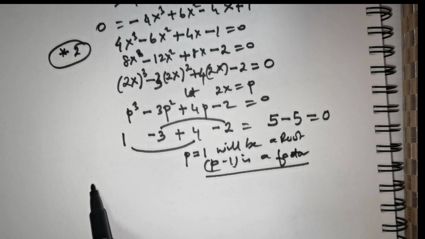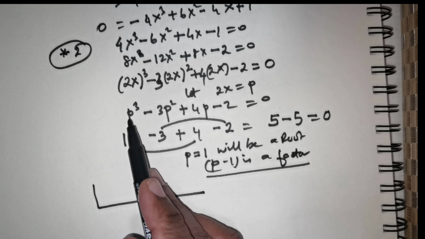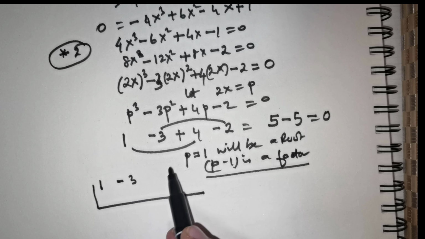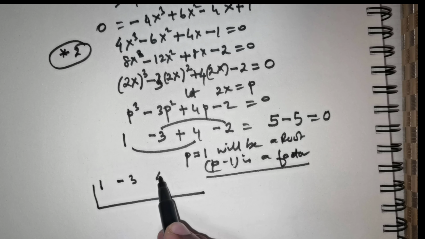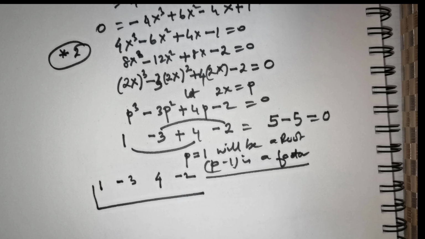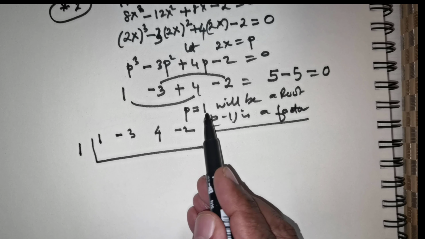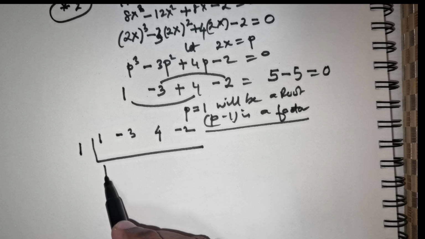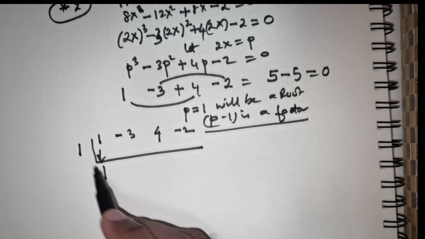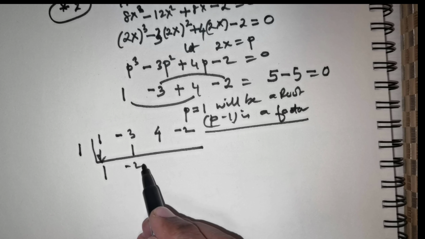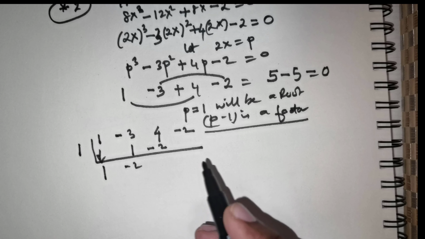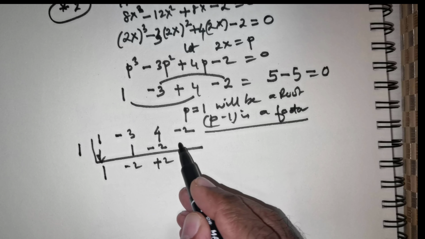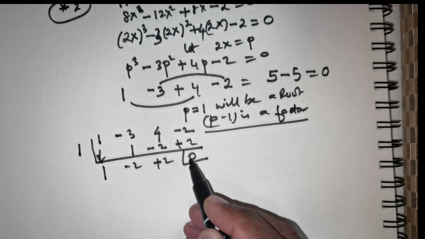So now I'm going to apply synthetic division. Take the coefficient of p cubed, which is 1, p squared is negative 3, the coefficient of p is 4, and the constant term is negative 2. So I have p is equal to 1 to be a root. I have found it out, so place it here, bring 1 down like this. 1 into 1 is 1, add them up. Minus 2 into 1 is minus 2, 4 added with minus 2 will give you positive 2. 2 times 1 will give you positive 2, the remainder is 0.